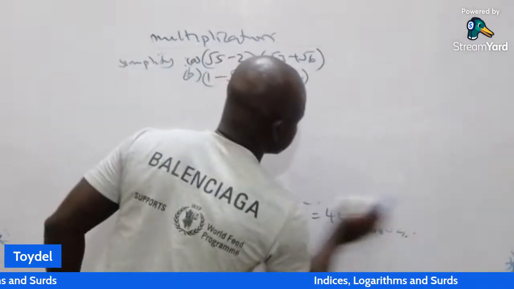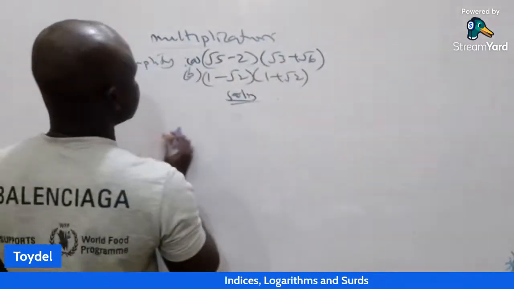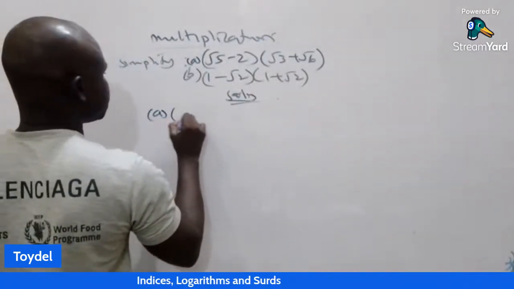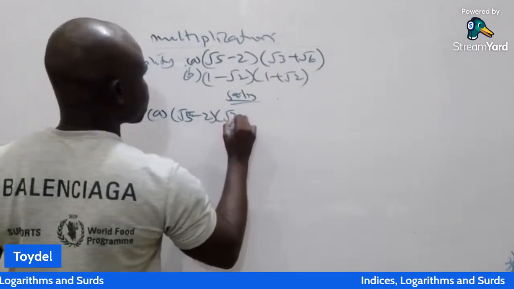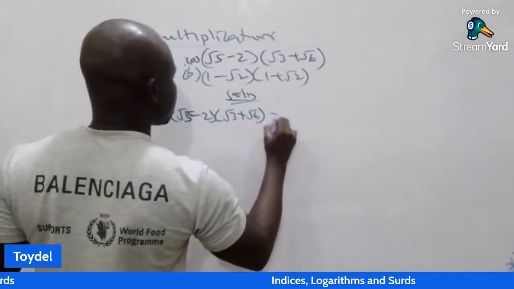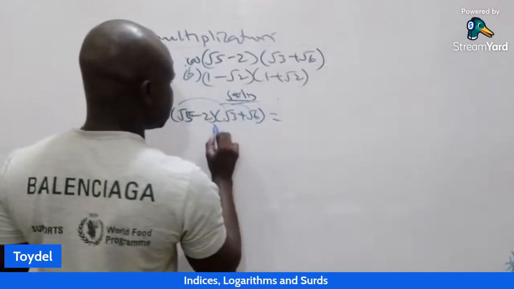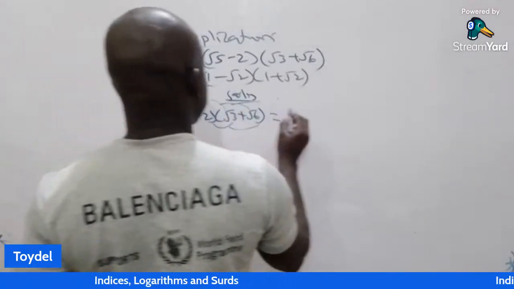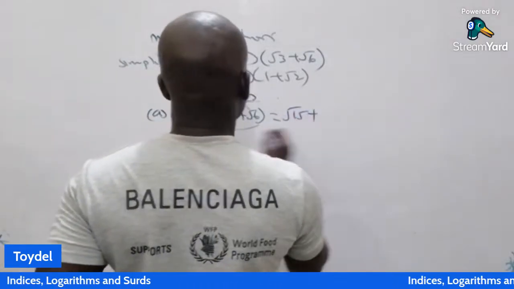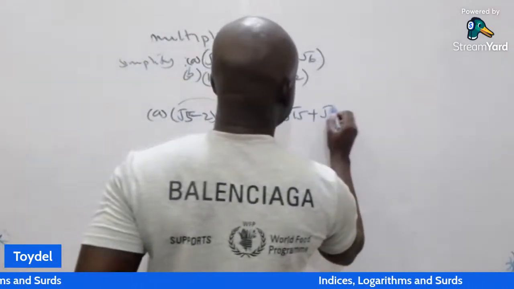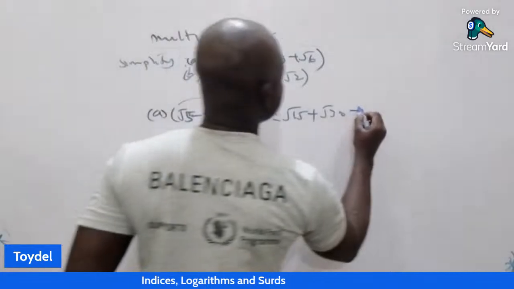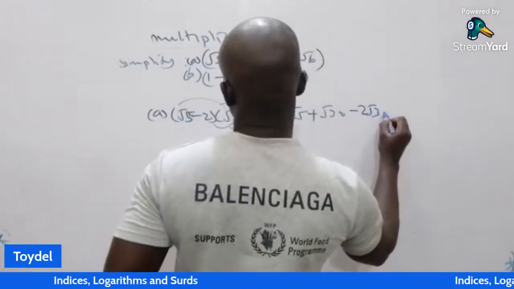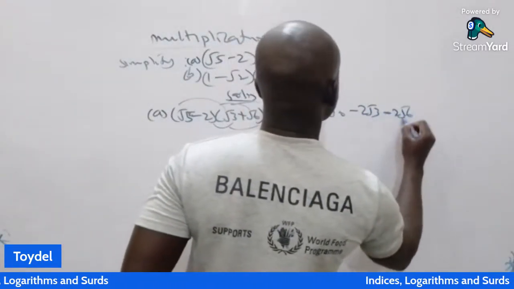So under multiplication of surds, what will happen? This is what we do. We just multiply the two. So we are going to expand, do the normal expansion. Root 3 times 5, that's root 15, plus 5 times 6, that's root 30, minus 2 times root 3, that will be 2 root 3, then minus 2 root 6.